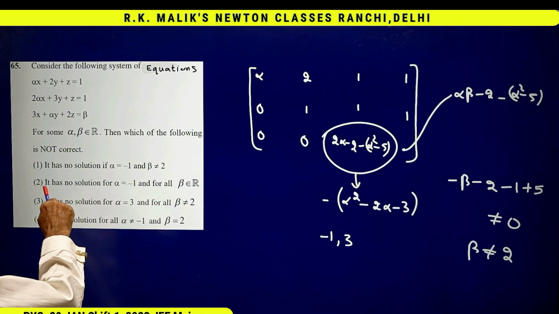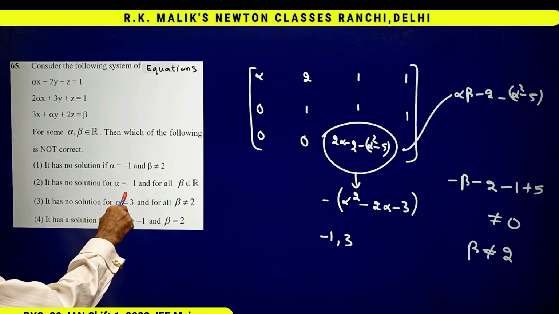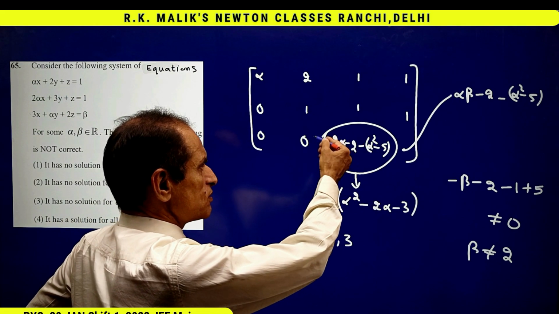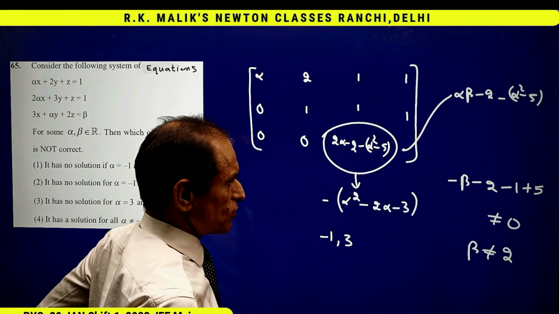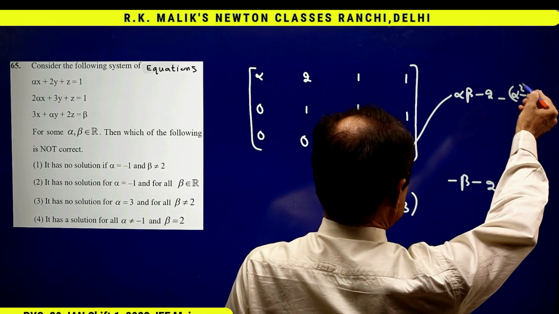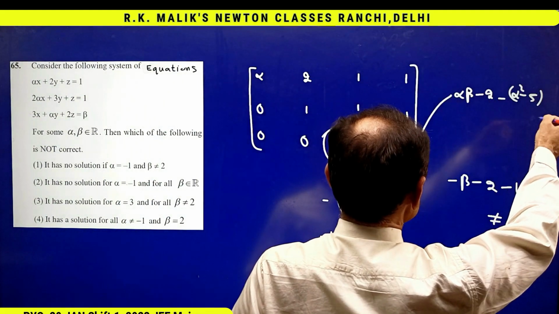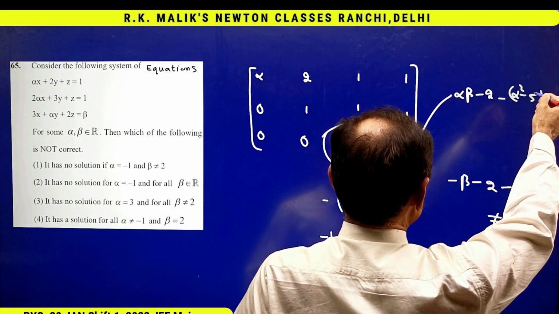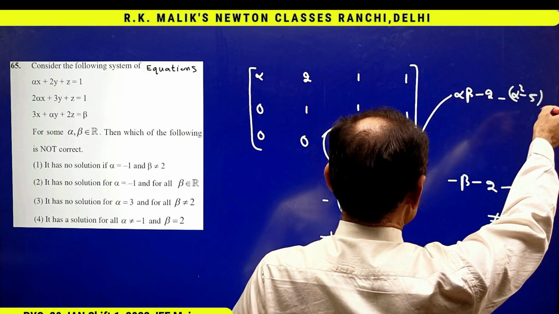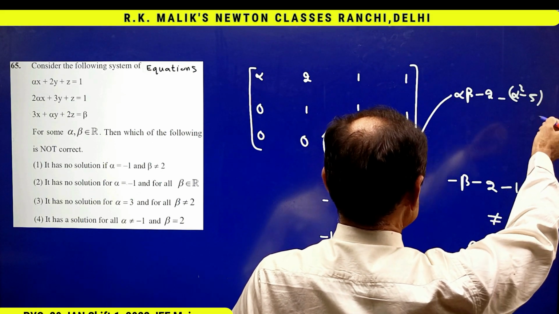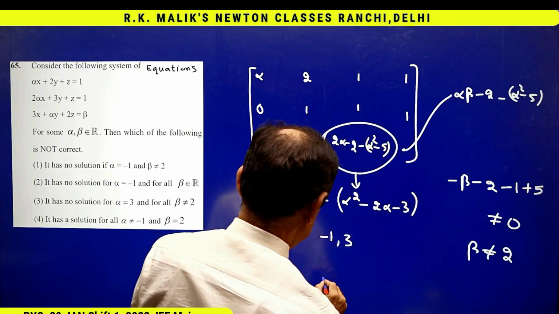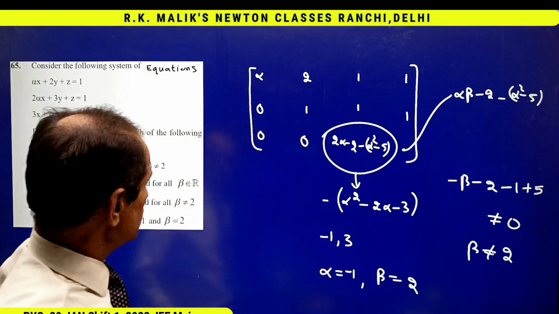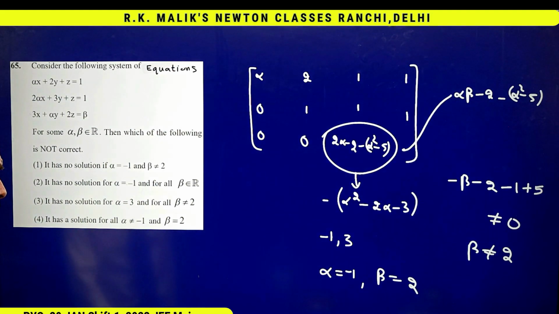And second choice says that it has no solution for alpha equal to minus 1 and for every value of beta. If alpha is minus 1, this becomes 0. And for alpha equal to minus 1, if this becomes 0, it will have infinite number of solutions. And if it is non-zero, it will be having no solution. And this is 0 means beta is equal to 2. Hence, if alpha is minus 1, beta equal to 2, then infinite number of solutions will be there.